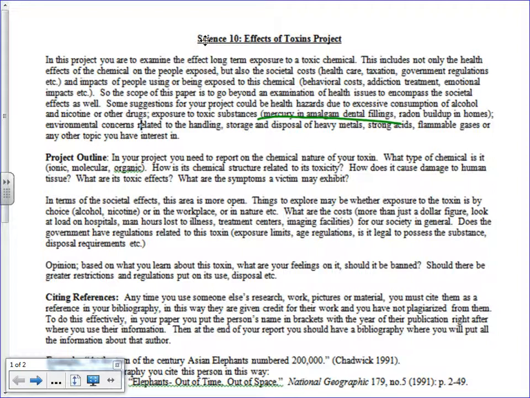All right, so project outline. Report on the chemical nature of your toxin. What type of chemical is it? Is it an ionic compound, a molecular compound? Is it organic? Does it come from plants, or does it have carbon, hydrogen, and oxygen in it? That's what organic means. It has carbon, hydrogen, and oxygen in it, sometimes nitrogen as well. How is its chemical structure related to its toxicity? What is it about it that makes it toxic?